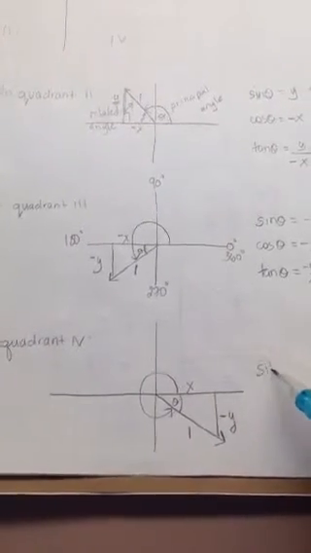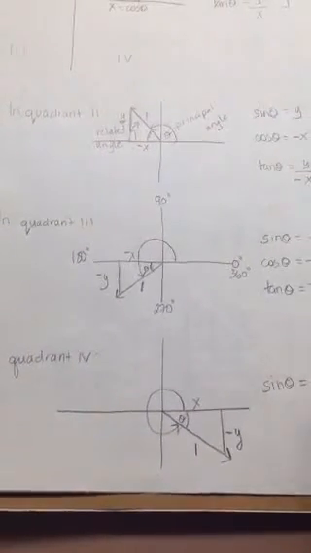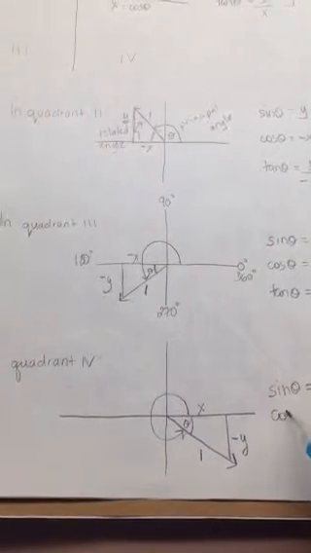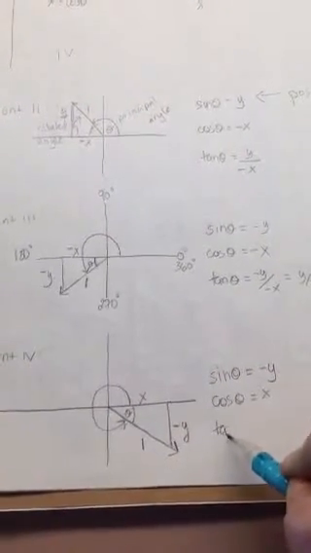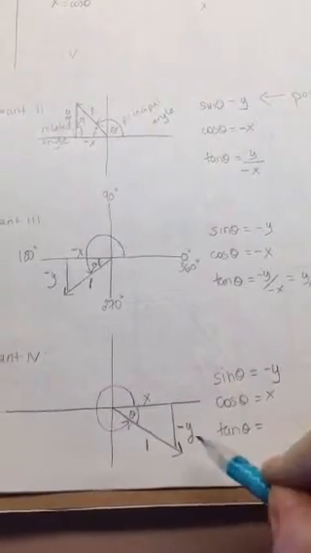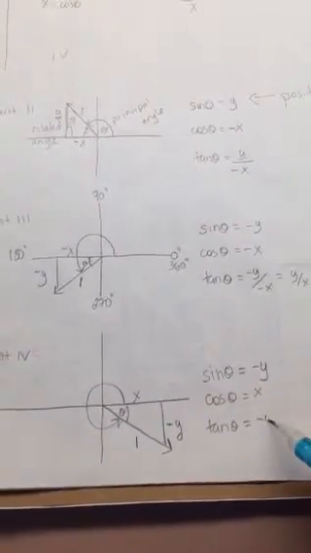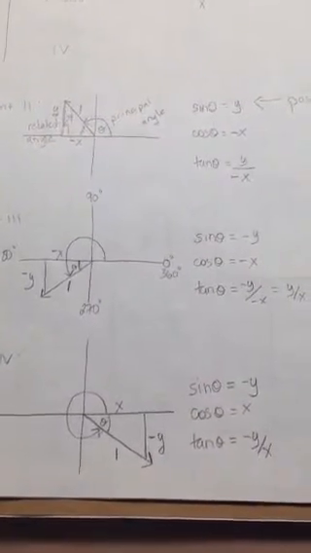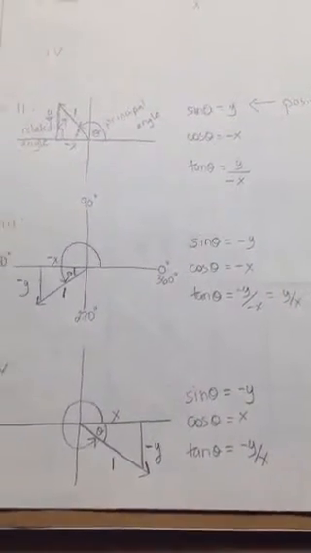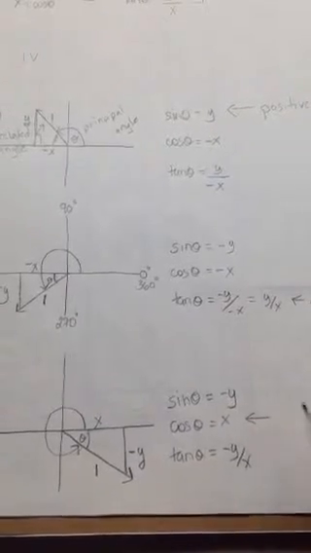Now let's do this. Sine theta is negative y. Cos theta is positive x. Tan theta, opposite over adjacent, negative y over x. Well, what do we have here? The only ratio that is positive is cos.